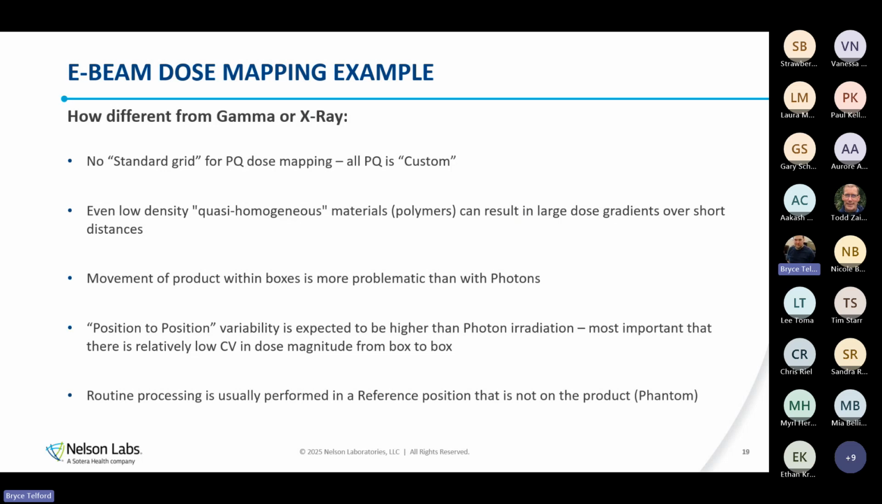So even low density, fairly homogeneous polymers tend to have fairly large dose gradients when it comes to electron beam. So just a small change in density can mean the big difference between where my high dose is and where my low dose is. So small differences start to add up, and that's also why you'll start to see very big differences in your dose uniformity ratio. So some considerations there when it comes to your e-beam.